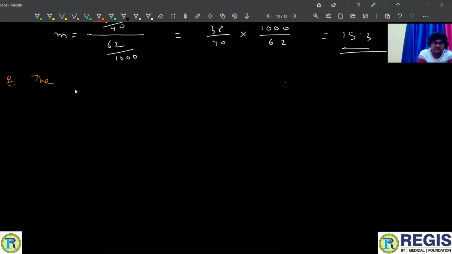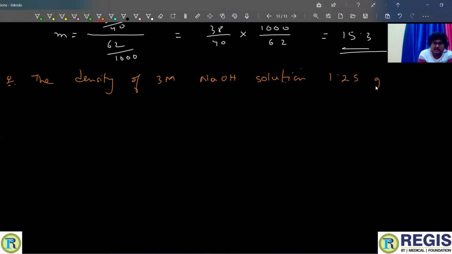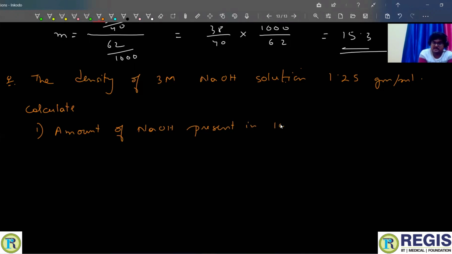Okay, next question, just write down: the density of 3 molar NaOH solution is 1.25 gram per ml. Now calculate. First part, amount of NaOH present in 100 gram solution. First question. And second one is molarity of solution. Solve it.